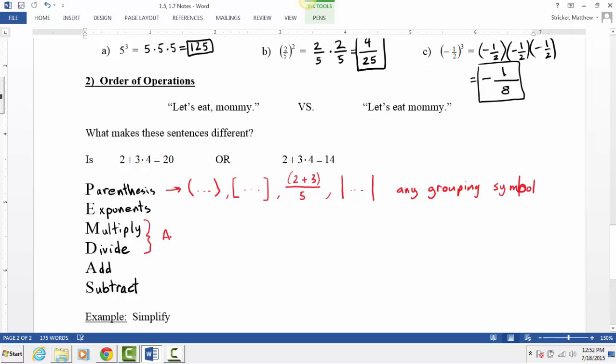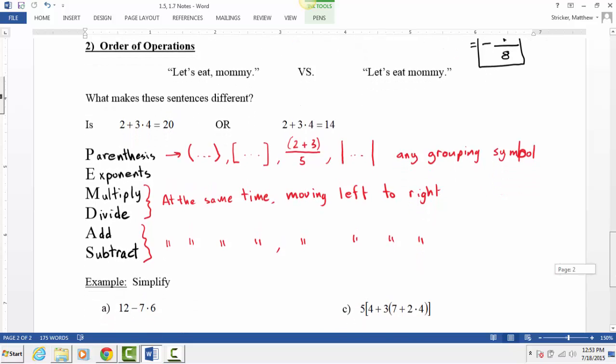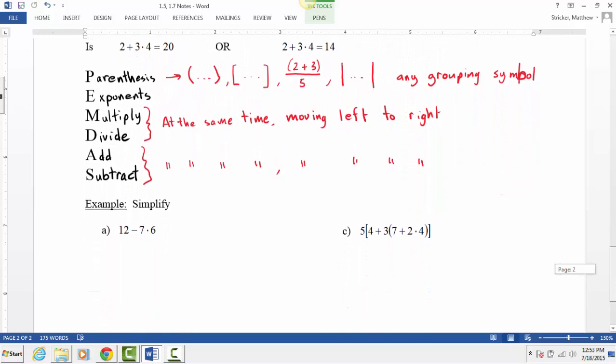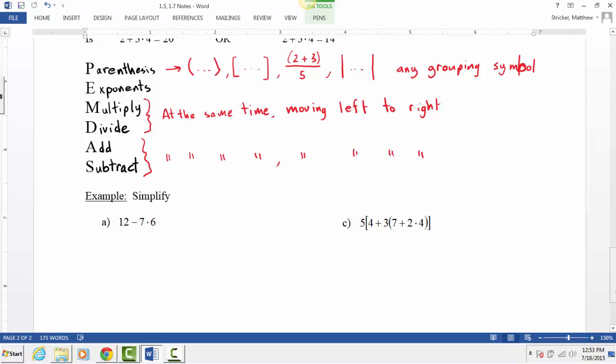These are at the same time. These are at the same time moving left to right. And then the same thing goes with add and subtract, at the same time moving left to right. So we'll group those two pairs of operations together. So let's go ahead and look at an example here.